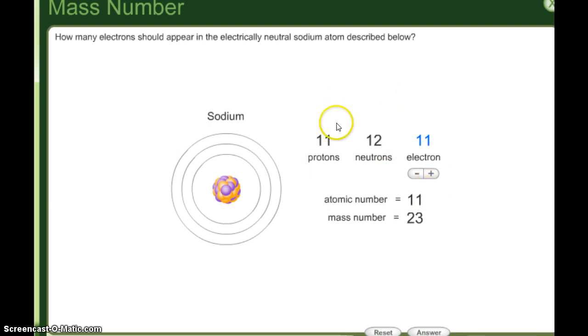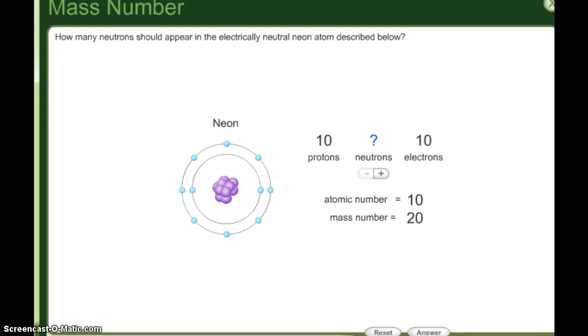So the number of protons and electrons start out the same. And you can see here they drew it, and I'm going to point this out because this is also going to be important. If you notice, there's different orbitals. There's 2 electrons in the first orbital, and then it's full. There's a total of 8 in the next orbital, and then it's full. So 2 plus 8 is 10, plus 1 more makes 11. All right, go ahead and tell me the number of neutrons and hit pause.